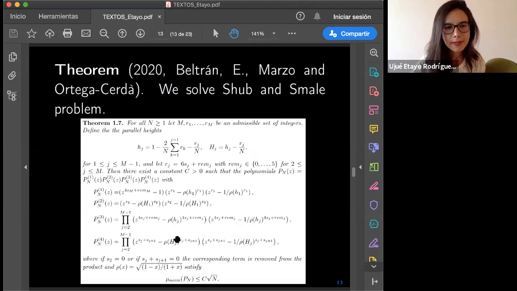And if you look at these formulas here, they're basically products of roots of unity, because we have just concentric circles on the complex plane and we take some roots of unity in every circle. So those are the polynomials. Okay, thank you. Welcome. Thank you.